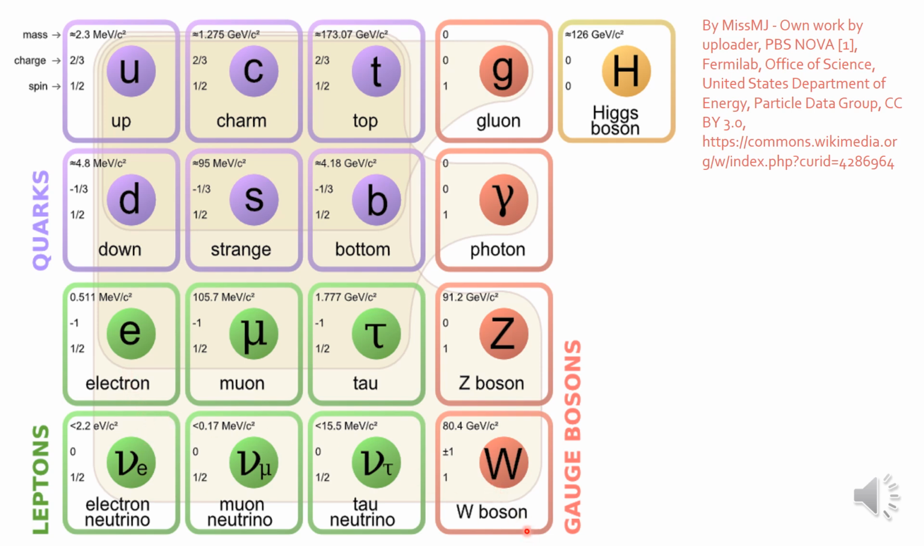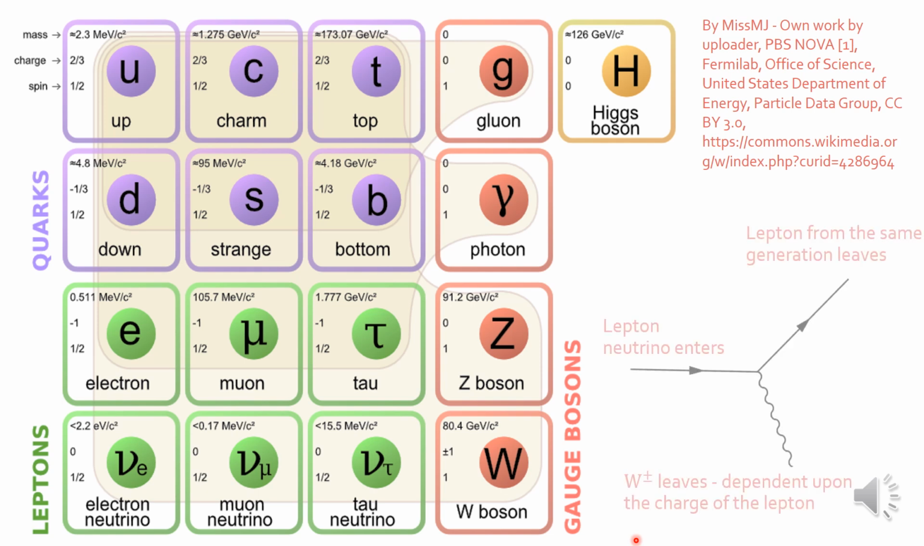Now the way we represent this on a Feynman diagram would be like this, where we have our lepton neutrino entering, then a lepton of the same generation leaving, along with a W plus or minus boson. Now that's dependent upon the charge of the lepton. Now you may have noticed that because they're all the same, they're just heavier because they're in the bigger generations, the electron, the muon and the tau all have a charge of -1. So you may be saying, how is this dependent on the charge?